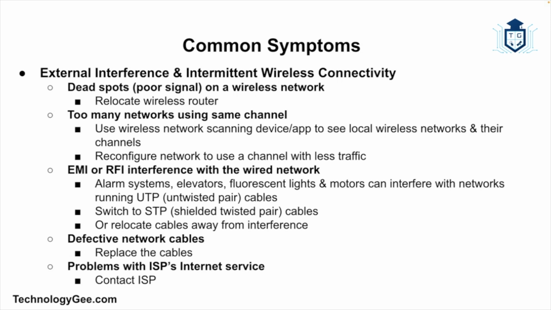You might experience EMI or RFI interference with the wired network. Alarm systems, elevators, fluorescent lights, and motors can cause interference with networks running UTP. You want to switch to STP cabling or relocate the cables away from the interference. You may experience a defective network cable, such as a cracked outer jacket or a broken locking tab. If that's the case, you want to replace the cable, or you may have problems with the ISP's internet service. So if the problems persist after you troubleshoot the local network, you need to contact your ISP.